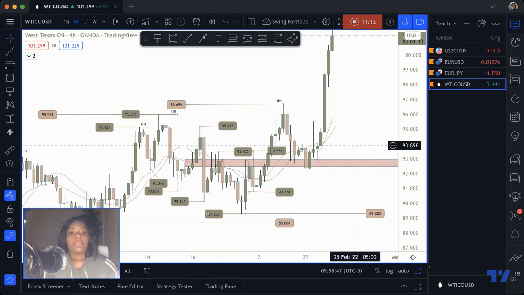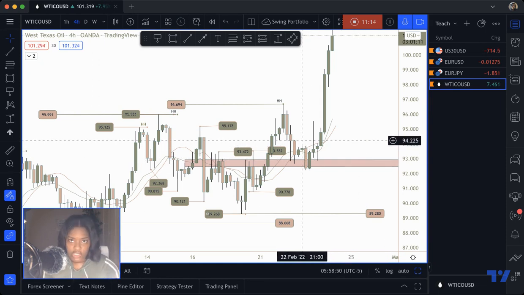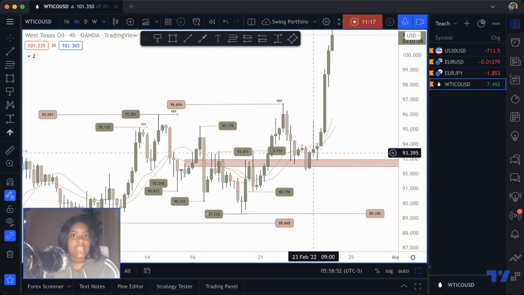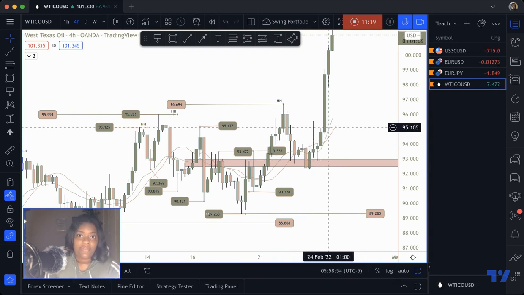We don't look for double bottoms. We look for the first sign of an entry. That's what we look for. And if price lingers, it lingers. That's why you have a stop loss. That's why you have a take profit.